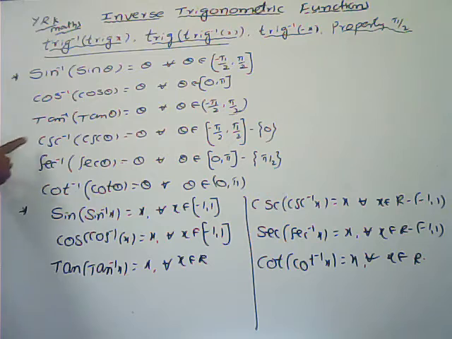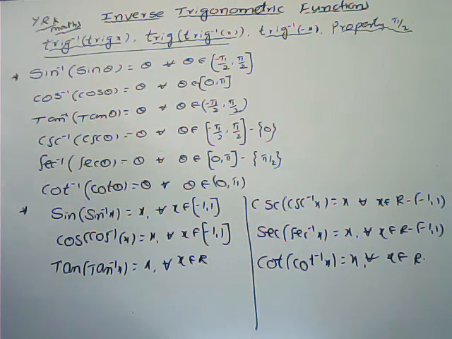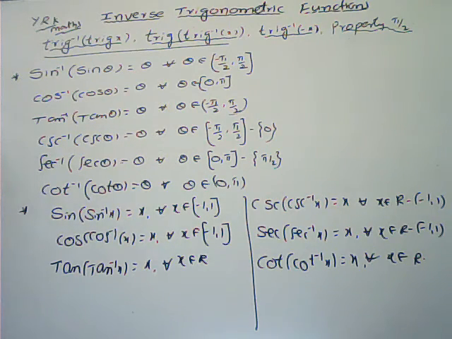Cosecant inverse of cosecant theta is equal to theta for every theta belonging to minus pi by 2 to pi by 2 closed, minus 0. Secant inverse of secant theta is equal to theta for every theta belonging to 0 to pi minus pi by 2. Cot inverse of cot theta is equal to theta for every theta belonging to 0 to pi. This one is also the same like that only. One is f circle f inverse of x equals x, next f inverse of f of x equals x, that only.